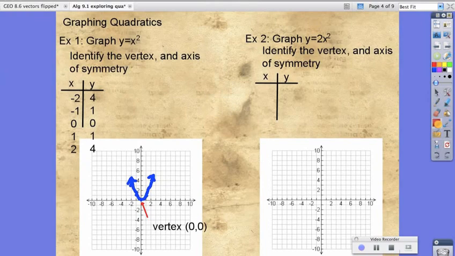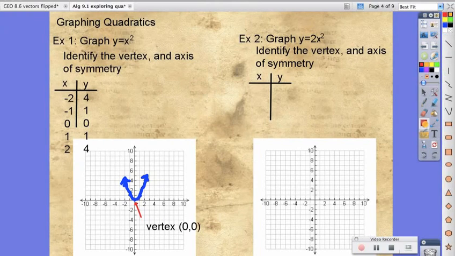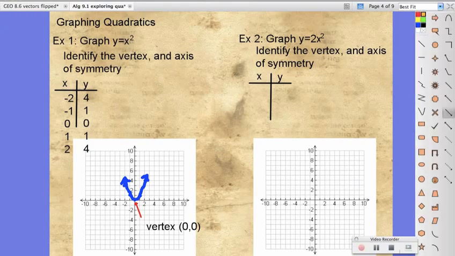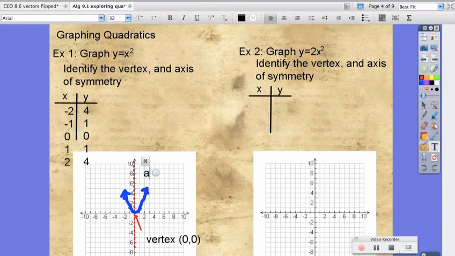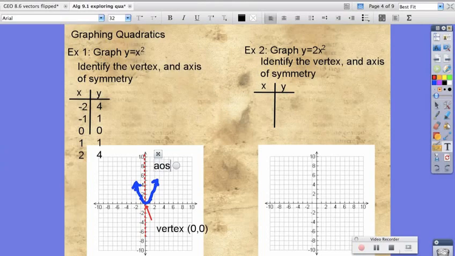Now our axis of symmetry is the line that we can draw to cut this thing in half. And that axis of symmetry will typically go through the vertex. So in this instance, it's this line right here. I'm going to say that AOS, axis of symmetry, is x equals 0. Because that's the equation of a line for the axis of symmetry. Notice it goes through the vertex at 0 as well.